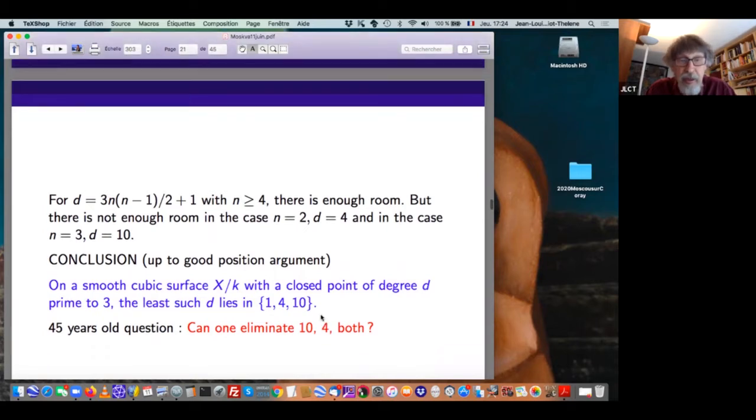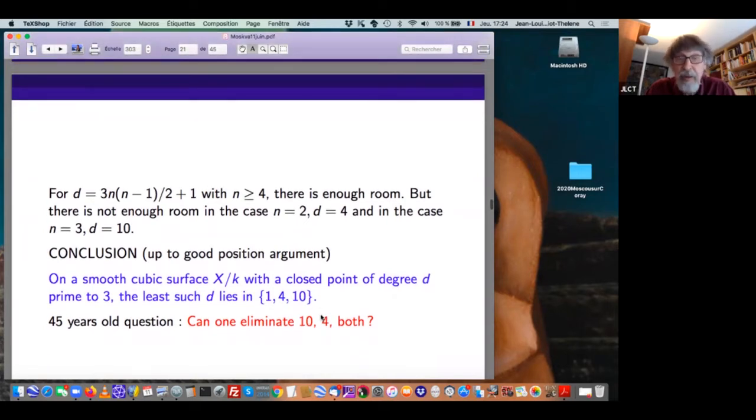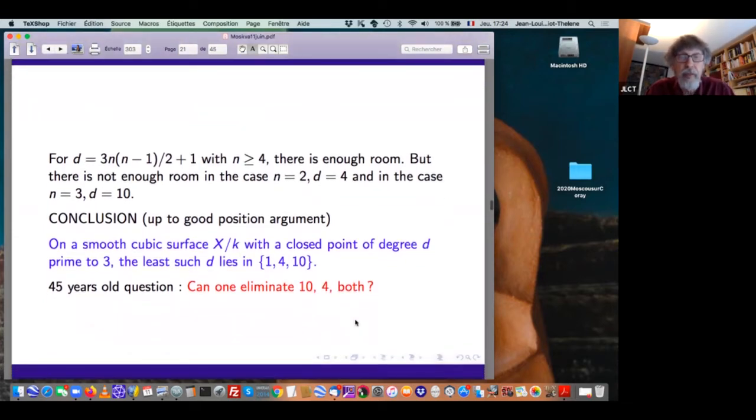And this question has been open for 45 years now. Can one eliminate 10 and 4? 10 or 4 or both? Right, so this is the conclusion modulo the good position argument.